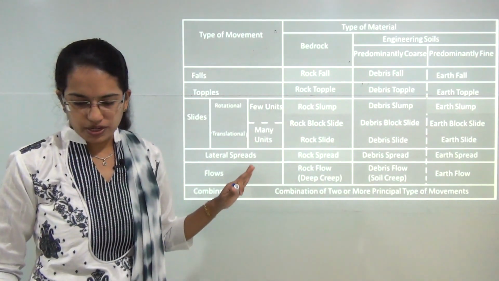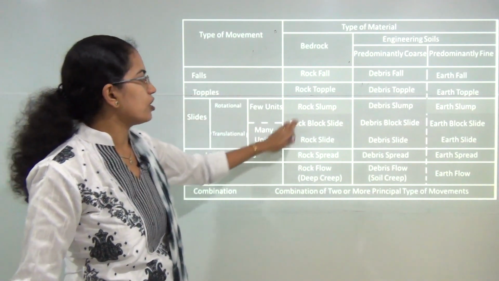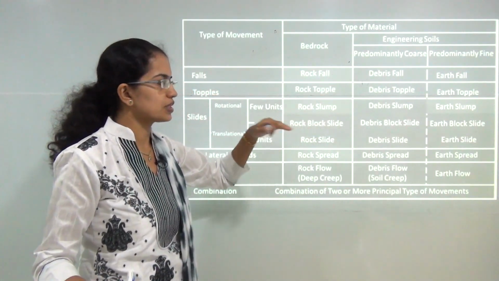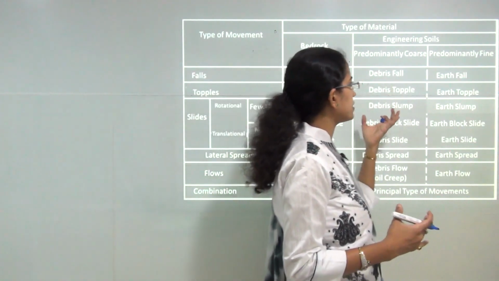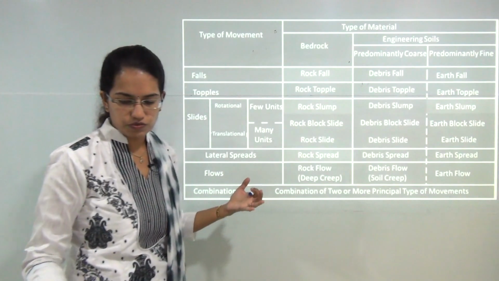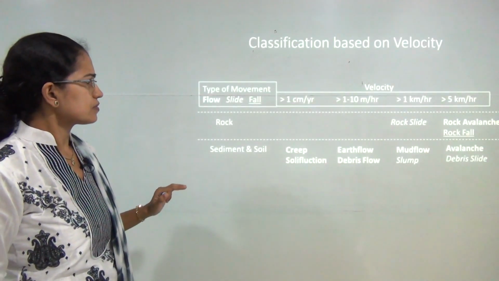The most important among these that we would study in detail is flow. The rest you can clearly understand by the name. We have understood what is topple, what is flow, what is slump. You can classify: if the grains are coarser, it would be debris fall. If the grains are finer, it would be earth fall, and so on and so forth. The most important that we would understand for today is flows.